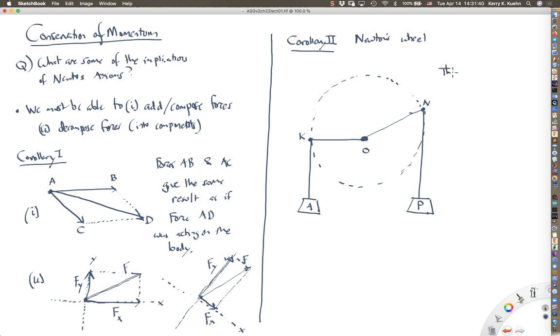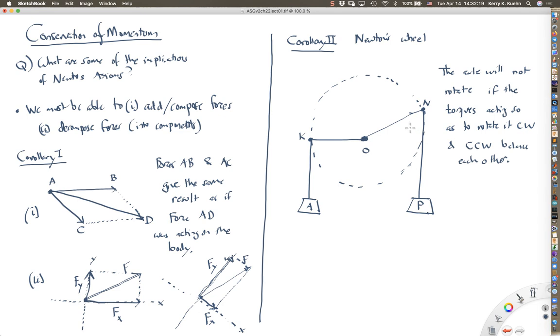So the axle, he says, will be in equilibrium, or it will not rotate, if the torques, he doesn't use that term, the moments, acting so as to rotate it clockwise and the torques acting so as to rotate it counterclockwise balance each other. How would you do this? Well, this one you can see is trying to make it rotate in the clockwise direction. This one is trying to make it rotate in the counterclockwise direction.